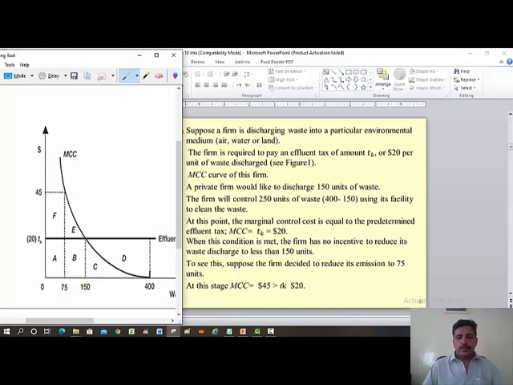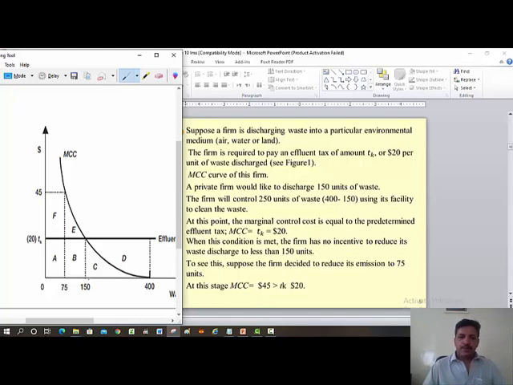So what the firm will do is that it would like to discharge 150 units and clean the remaining, that is 400 minus 150, that is 250. This means that if the effluent charge is levied at the rate of $20, then looking at the curves of this particular firm, we see in this figure that the intersection point is this one. So the firm would like to discharge 150 units and control this area between the 150 and 400, that is 250 units. It will control that one.